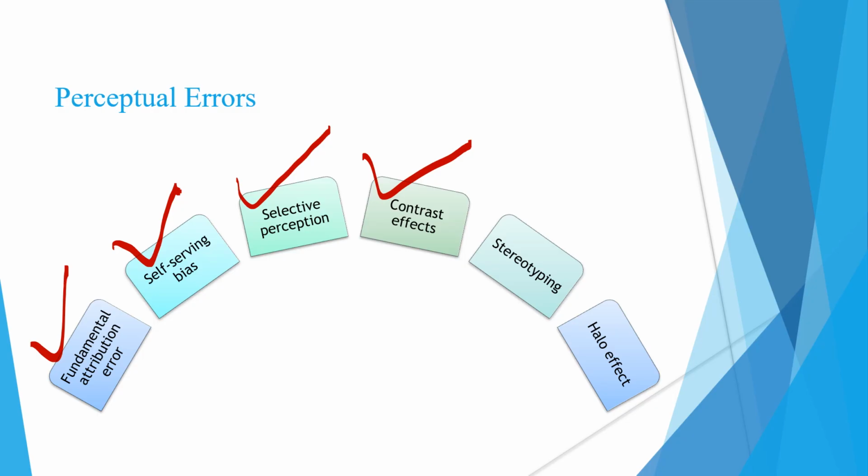Then, very nicely, every day we make stereotypes. For example, the tendency to judge someone on the basis of the perception of a group to which that person belongs. Then the halo effect, again very important at the time of interview selection: selection on the basis of the interview, the tendency to draw a general impression about an individual based on a single characteristic. All these 6 perceptual errors are discussed broadly in the upcoming slides with the help of examples.